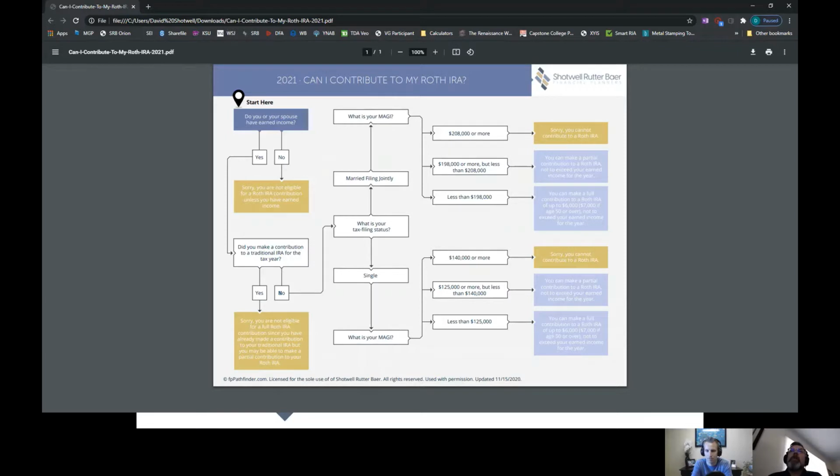My philosophy is, for most people, the Roth IRA is probably going to be some of the last money that you use. So sometimes we can be more aggressive. We can take a little more risk because we have a longer time frame inside the Roth. So that's one aspect of how to choose the investments. There's a flip side to that.